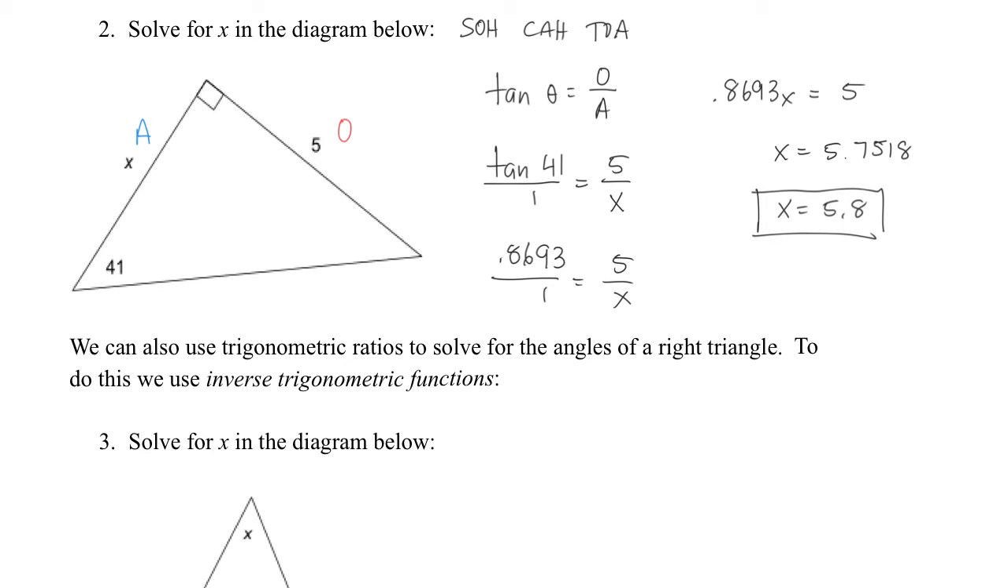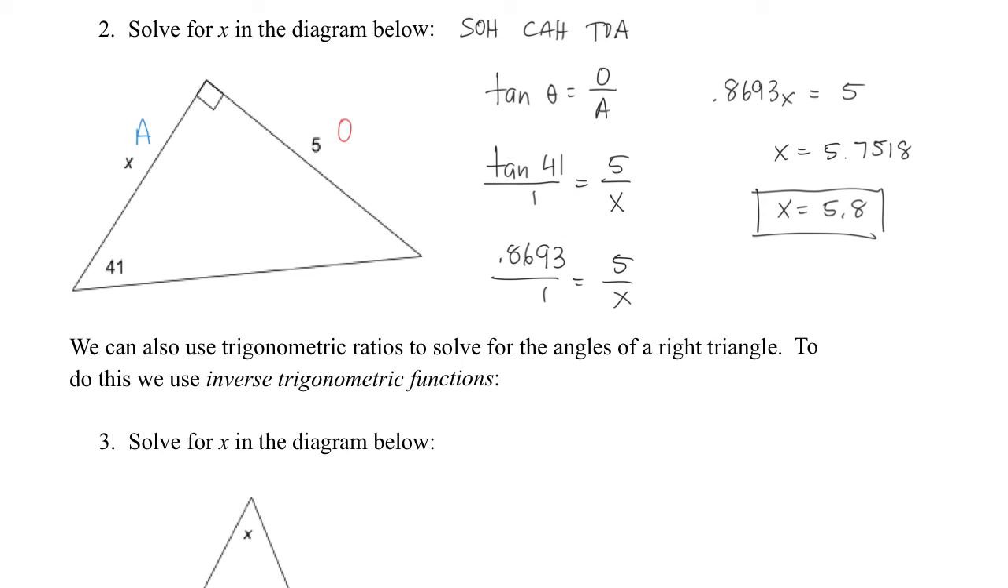Okay? So you start by putting yourself on theta and identifying what sides you have labeled. The side across from it is opposite. The side next to it is adjacent. And then we always have the hypotenuse. Figure out which trig ratio you're working with and then proceed from there.